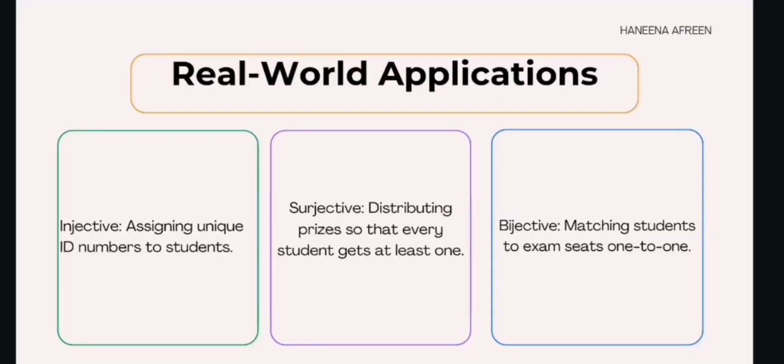Now you might be wondering, where are these functions used in real life? Let's look at some examples. Injective function: assigning unique student ID numbers in a school. Each student has a different ID and no two students share the same one. Surjective functions: distributing prizes so that every participant gets one. Even if multiple people get the same prize, no prize is left unclaimed. Bijective functions: assigning one seat per student in an exam hall. Each student gets a unique seat.